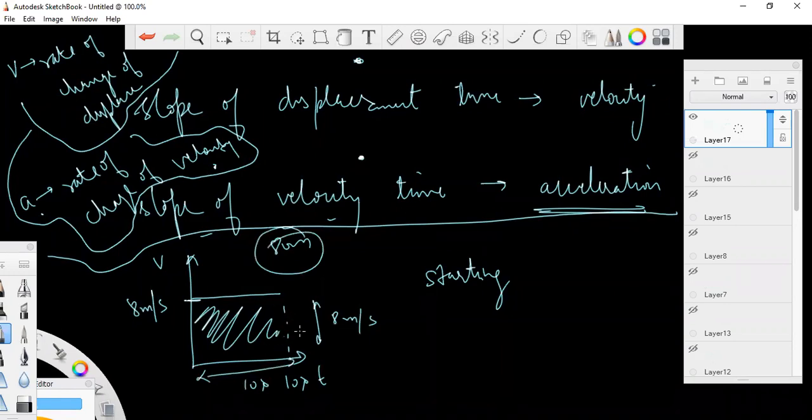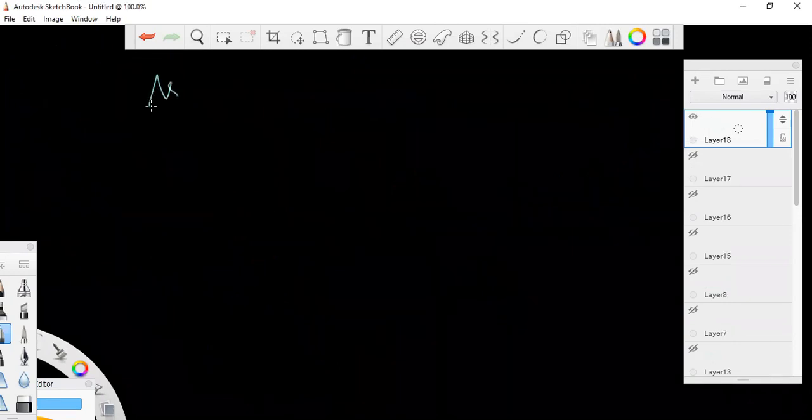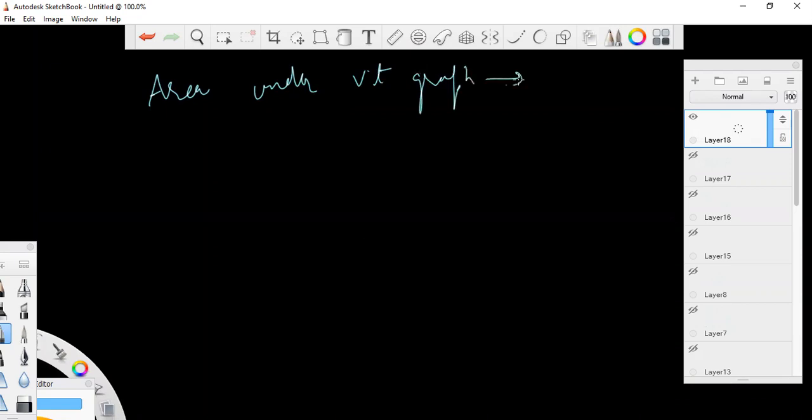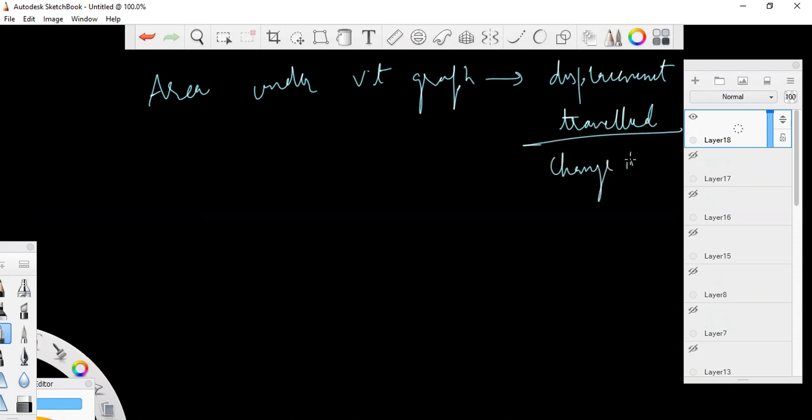So from this, I can write one more thing. I can write that the area under the velocity time graph will give us what? The displacement traveled, not the actual displacement, the displacement traveled, or the change in displacement. I'll give you a lot of cases, we'll do that and then we'll move on.